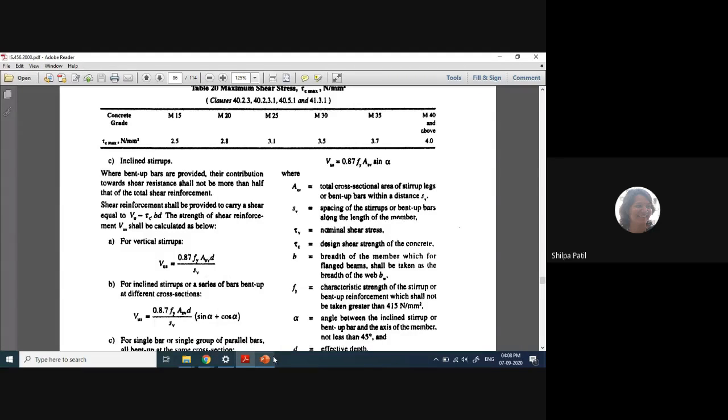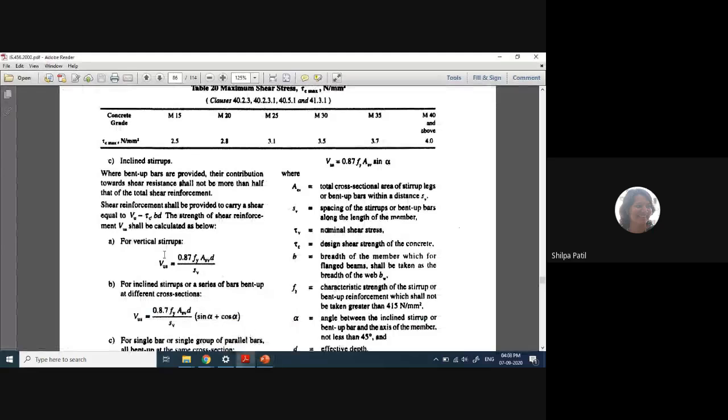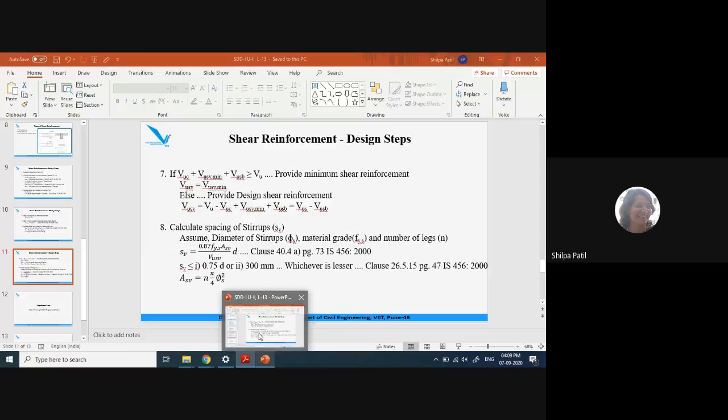So in this step, Vus is already calculated. The same formula is rewritten in the form of Sv. We have Sv shifted to the left hand side and Vus to the right hand side, and we obtain this formula. So this formula actually gives us the spacing between the vertical stirrups. Now what are the limitations for these vertical stirrups?